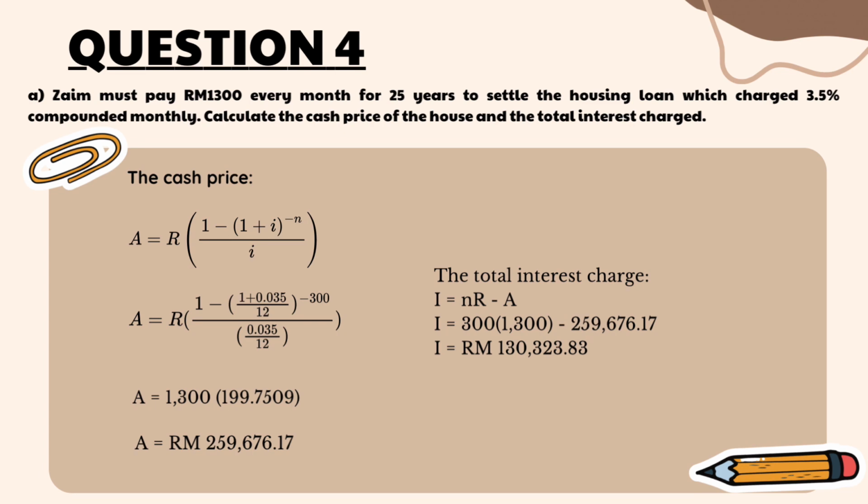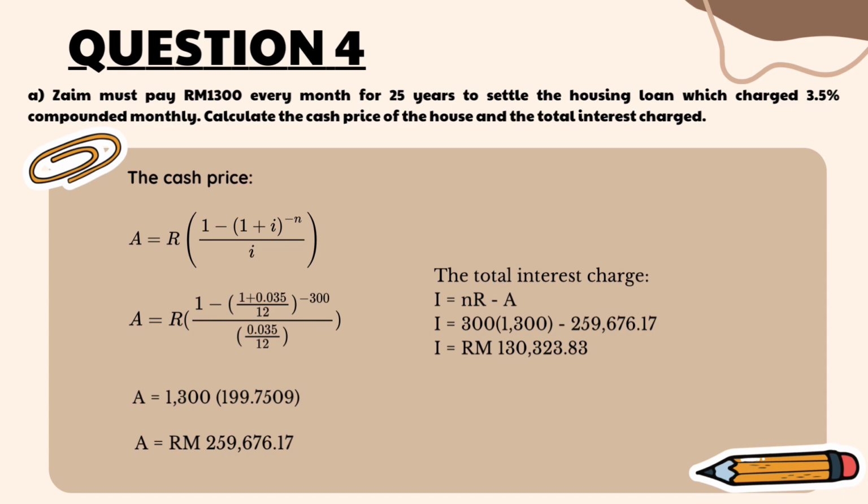Next, solve the problem inside the bracket and we get 199.7509. To find the present value A, multiply 1,300 with 199.7509, then we will get 259,676.17.